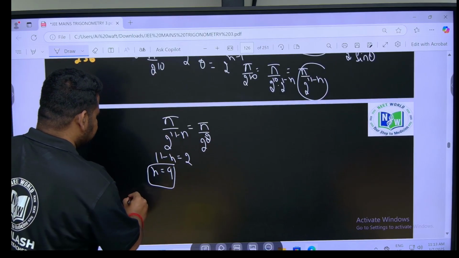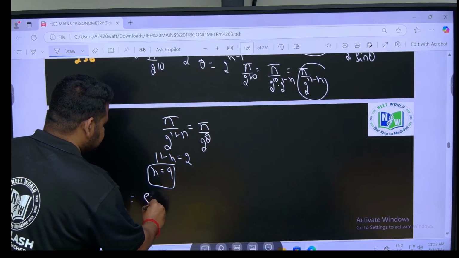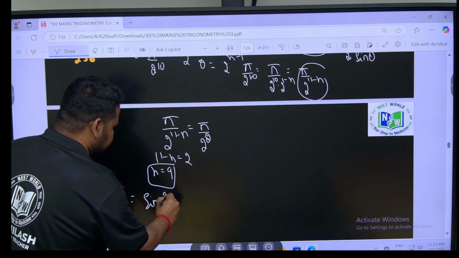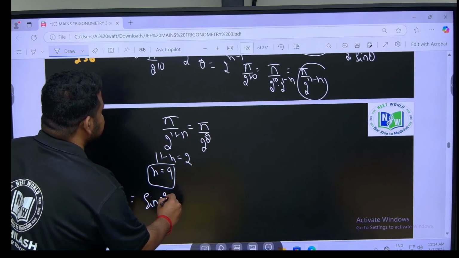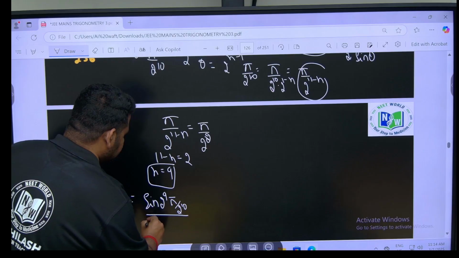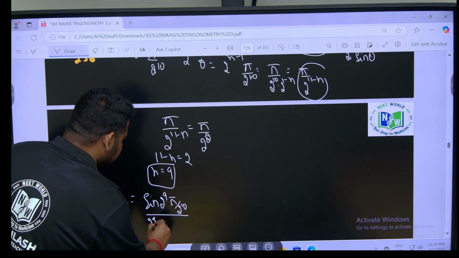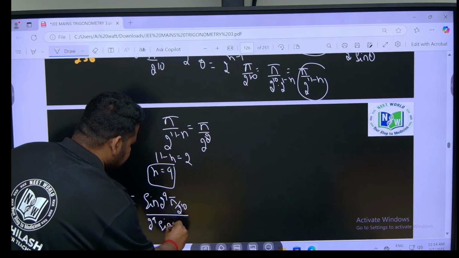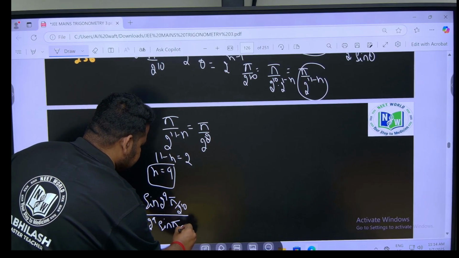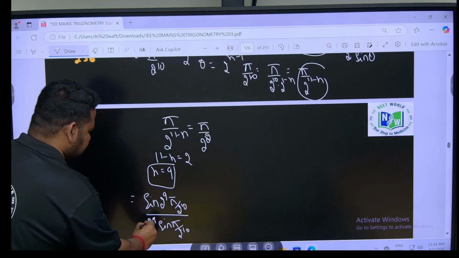So this formula will be equal to sin of 2 to the power of n into theta, that is, n is 9, so 2 to the power of 9 into theta. Theta is pi by 2 to the power of 10, divided by 2 to the power of 9 into sine of pi by 2 to the power of 10, because sine theta. Got it? That is the formula.